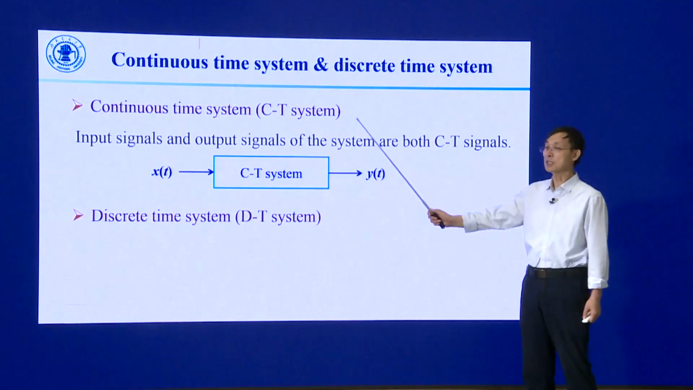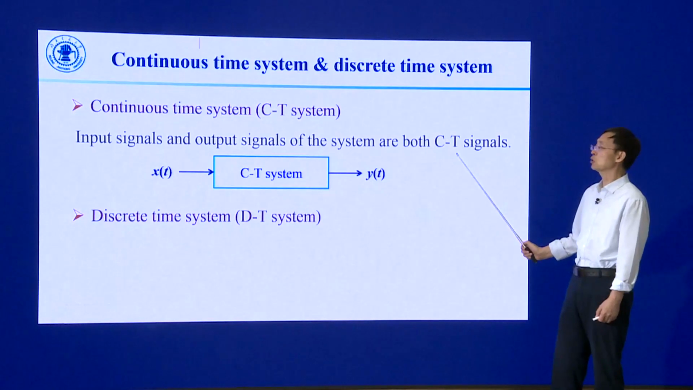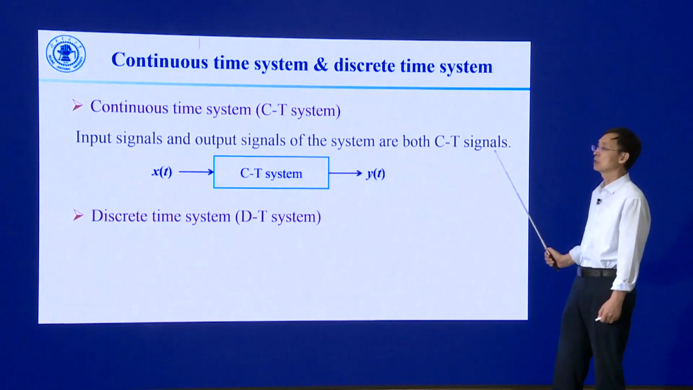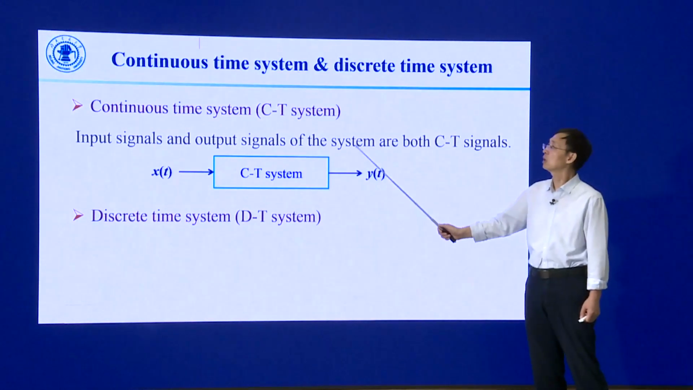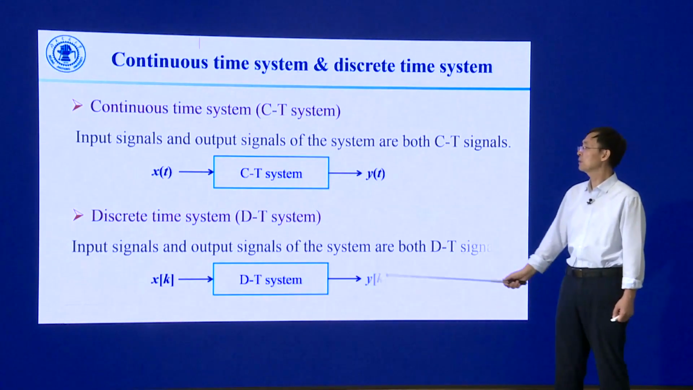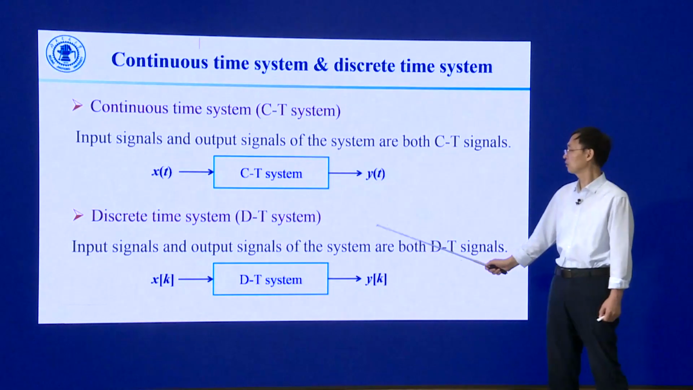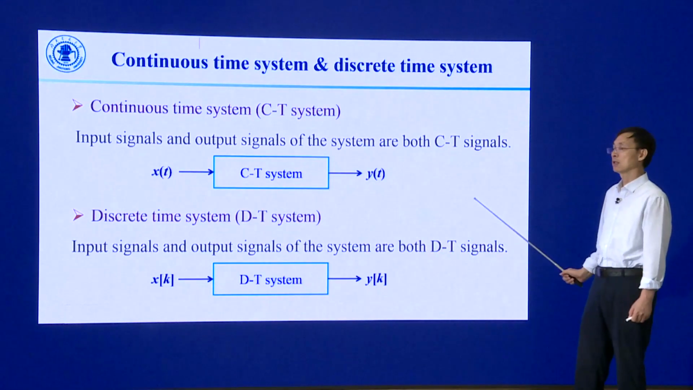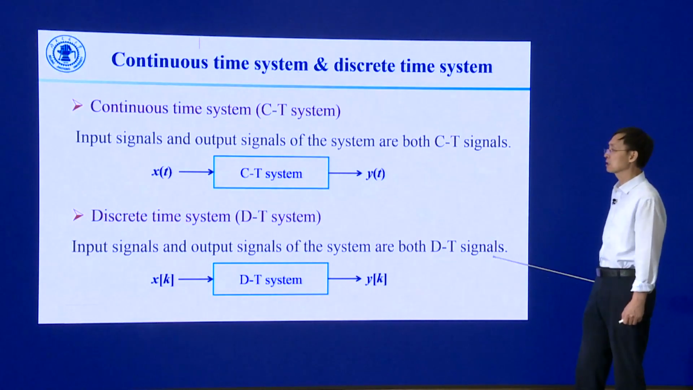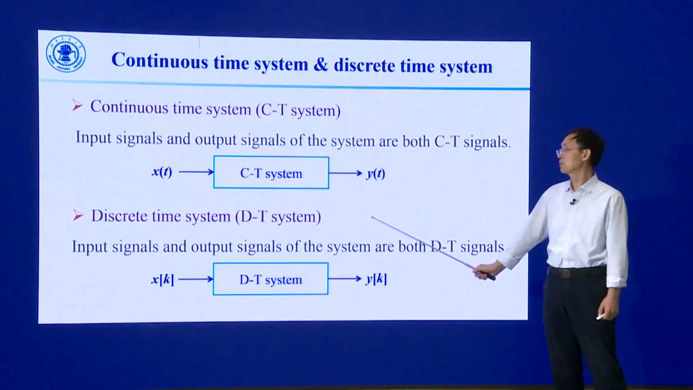If the input signals and output signals are both continuous time signals, the system is termed as continuous time system. Similarly, if the input signals and output signals of the system are both discrete time signals, the system is termed as discrete time system.